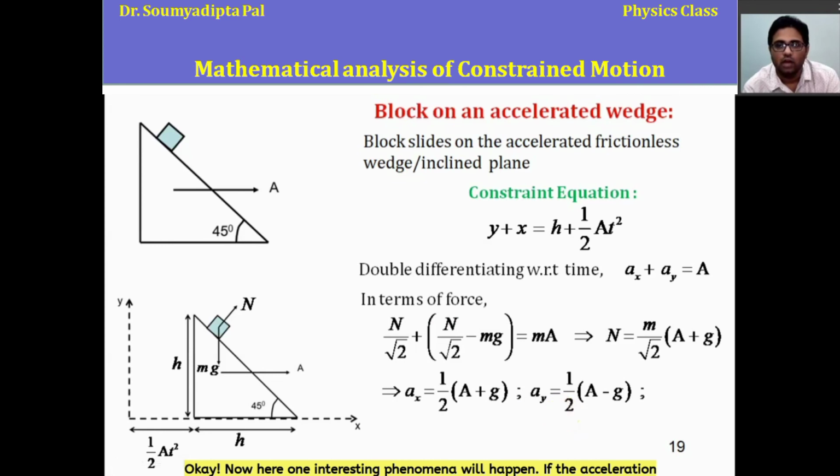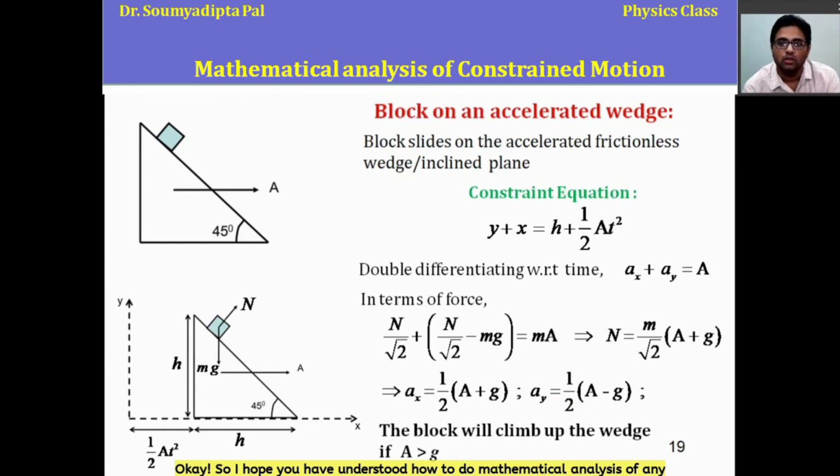Now here one interesting phenomenon will happen. If the acceleration of the wedge is greater than the gravitational acceleration, the block will climb up instead of sliding downward. So I hope you have understood how to do mathematical analysis of any constrained motion using the concept of the equation of constraint, right?